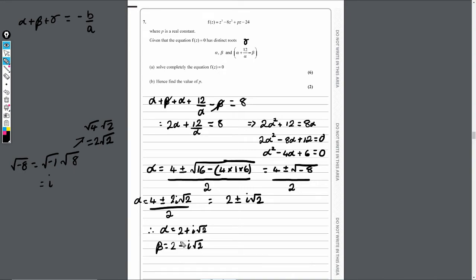Okay, so that's alpha beta, but we need this gamma here. We need that third root. But we can use this, right? This only uses alpha and beta. So let's use this. We know alpha plus 12 over alpha minus beta should be equal to 0, right? That's my root. So if I set that up now, that's 2 plus i root 2.